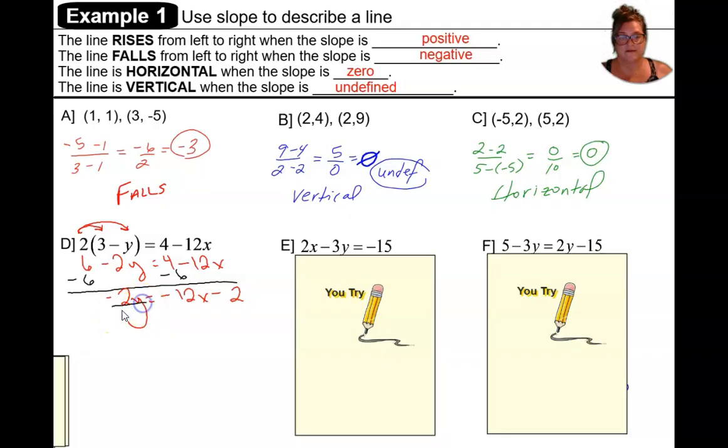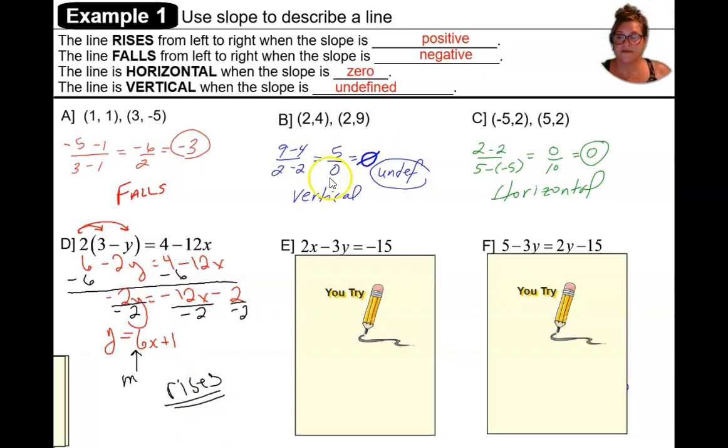And to get this y by itself, I'm going to divide each of these terms by negative 2. So that leaves me with y equal to negative 12 divided by negative 2 is 6. So I have a 6x, and then a negative 2 divided by negative 2 would be plus 1. And the slope of the line is the coefficient on the x, right? That's the m in mx plus b. And since the 6 is positive, that tells me that this line is rising from left to right. So it rises or increases from left to right.